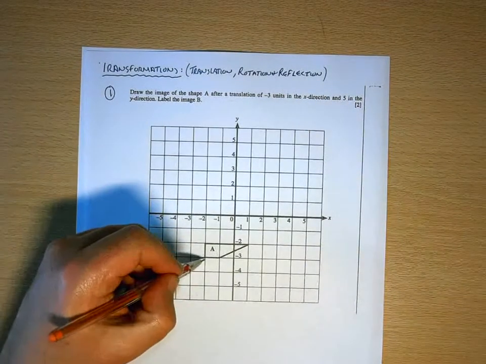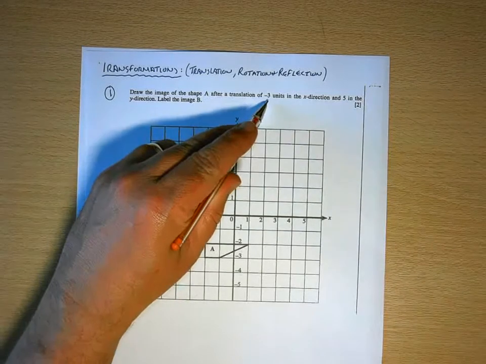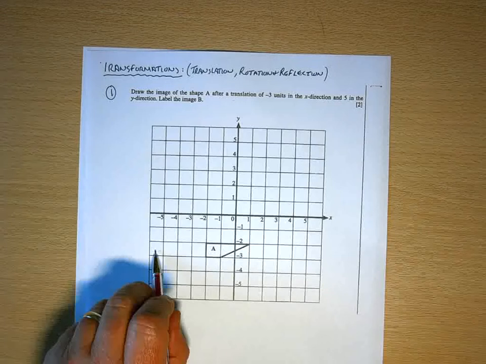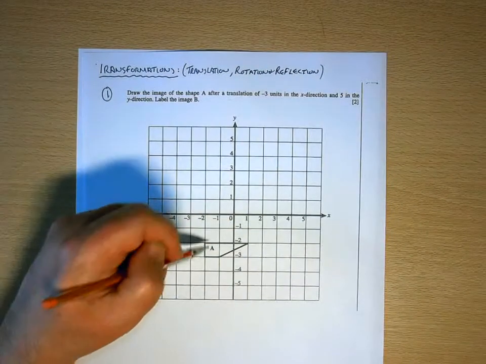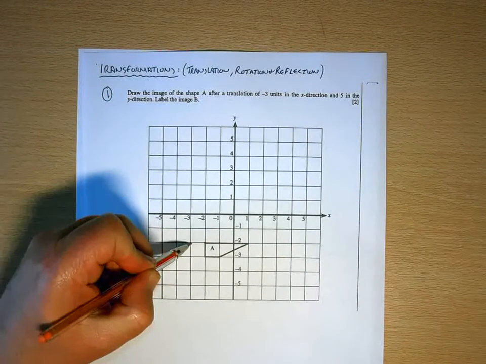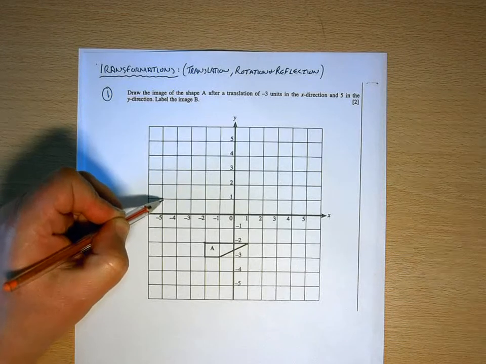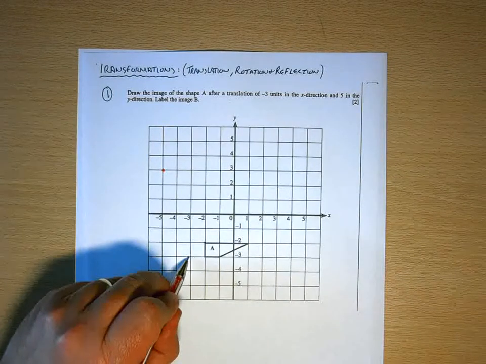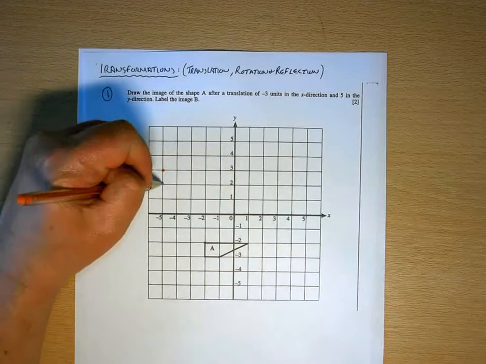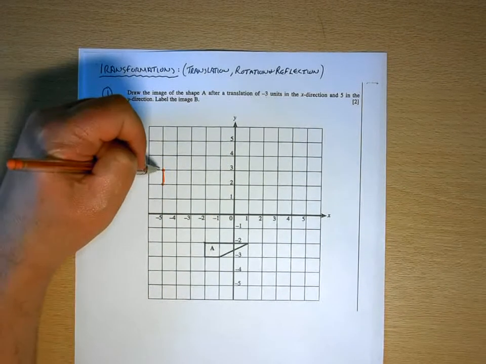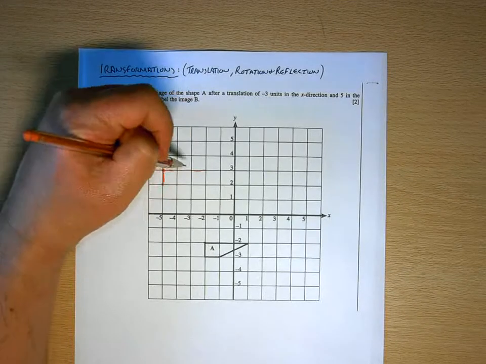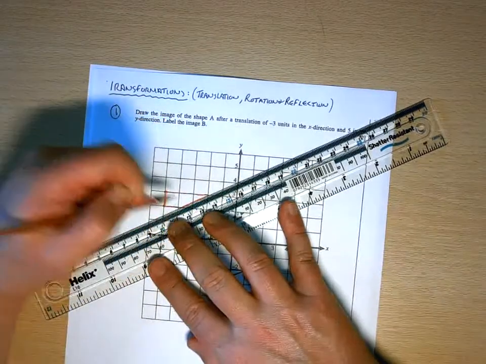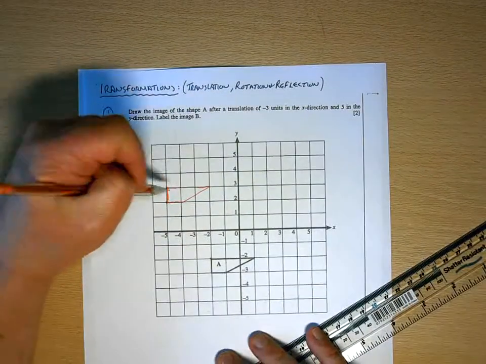So the x direction means I'm going to take every point on this shape and move it -3 this direction. So -3 is going that way 3 squares, and then 5 would be +5 up. So this corner here, I would be going across 3 in this direction, 1, 2, 3, and up 5, 1, 2, 3, 4, 5. And then every other point will be the same. So that one will be 1, 2, 3, 1, 2, 3, 4, 5. So you can see that once you've got the position of one of the corners, you can go ahead and draw the rest of the shape onto your grid. Label the image B.